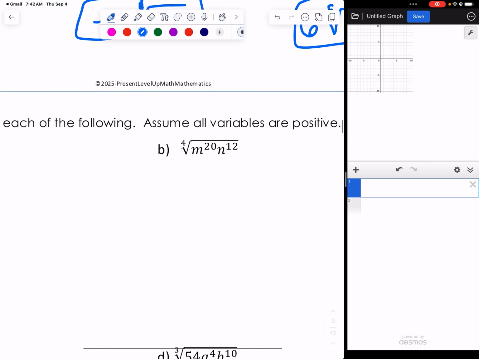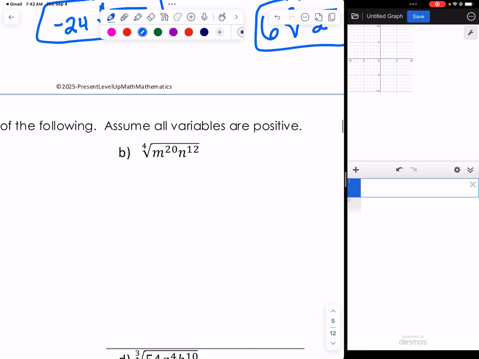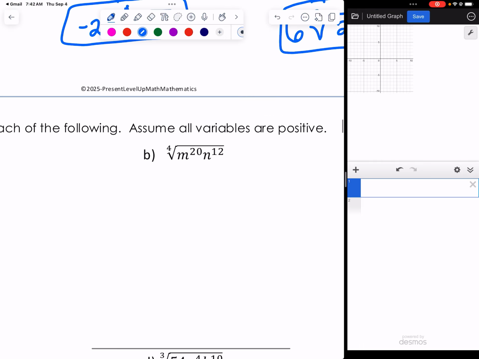All right. In problem B, our index is 4. So the fourth root of m to the 20th power times n to the 12th power, I would simply divide my exponents by the index. So 20 divided by 4 gives me m to the 5 power. 12 divided by 4 gives me n to the 3 power.